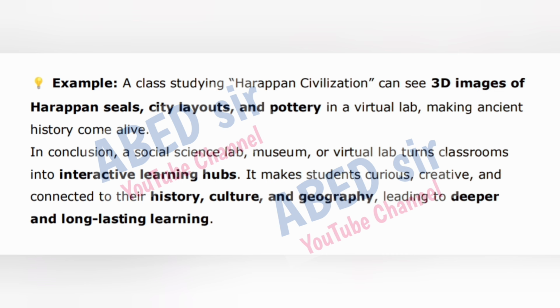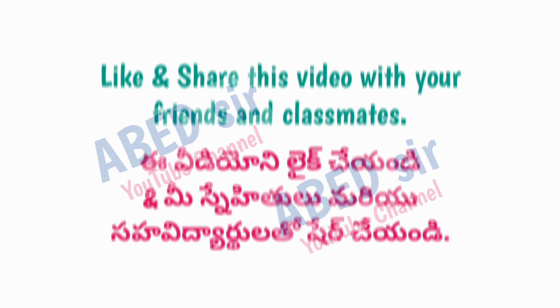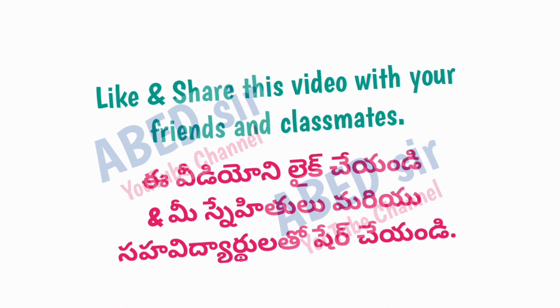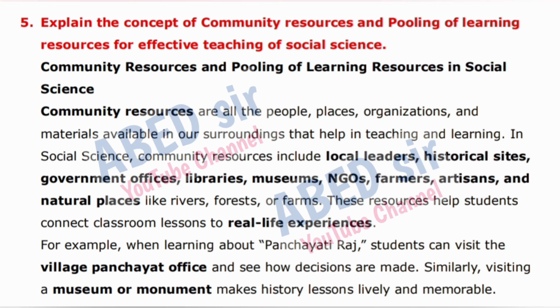In conclusion, a social science lab, museum, or virtual lab turns classrooms into interactive learning hubs. It makes students curious, creative, and connected to their history, culture, and geography, leading to deeper and long-lasting learning. Next important long question is: 5. Explain the concept of community resources and pooling of learning resources for effective teaching of social science.